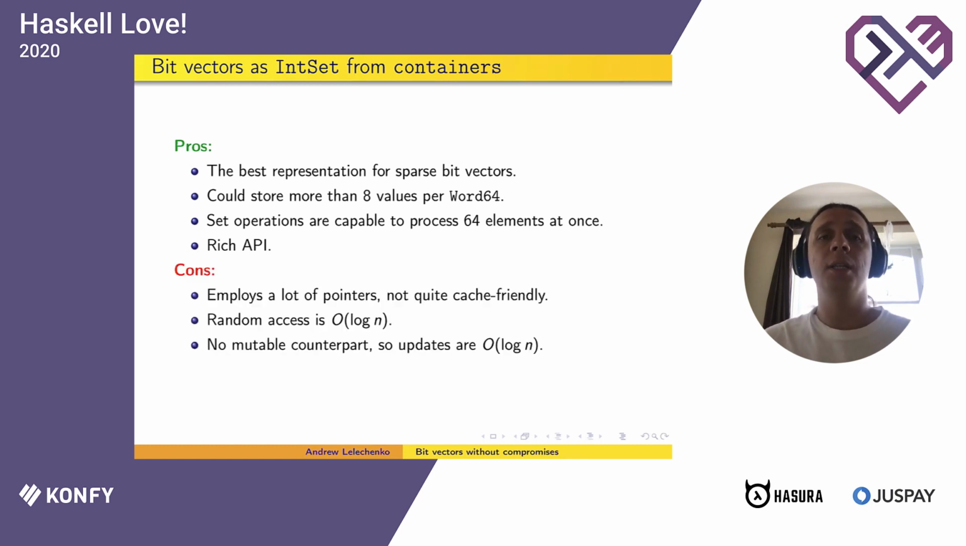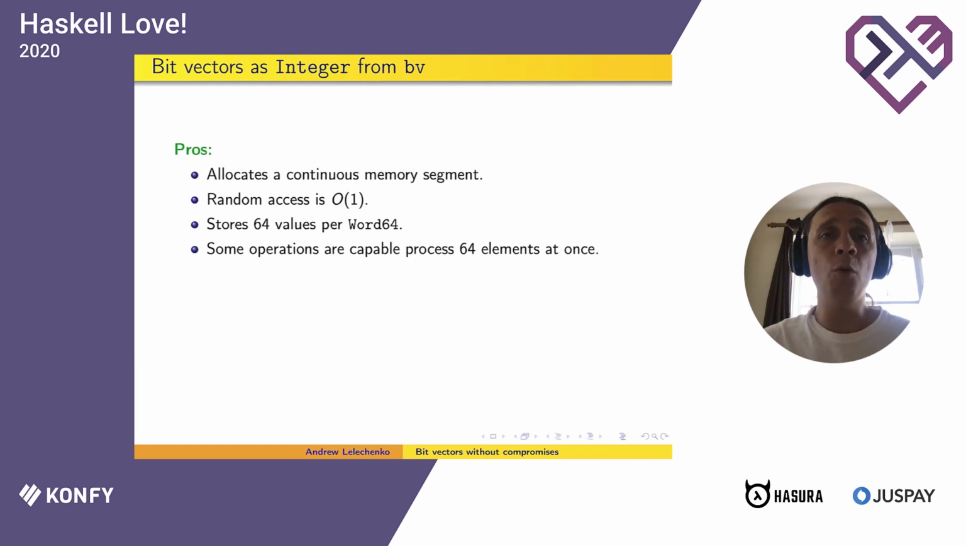Bad parts are that our memory representation is no longer continuous. There are a lot of pointers. It's not quite cache friendly, and random access and random updates are no longer constant time operations. They are log n operations. The fourth alternative to represent bit vectors, and actually it's in some sense better than all three others, is a very simple one.